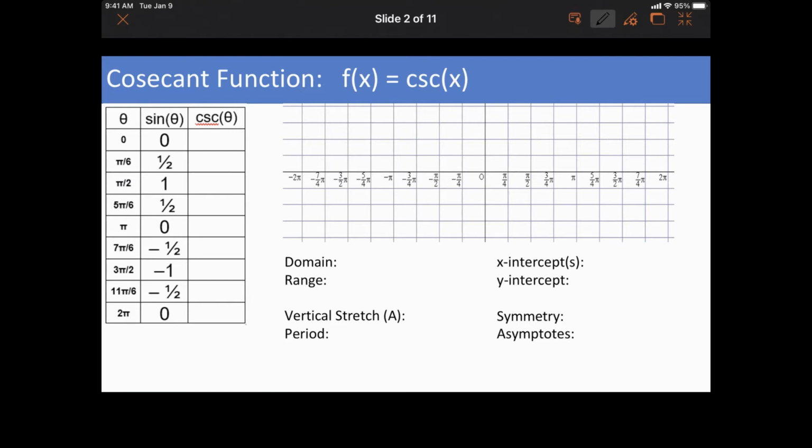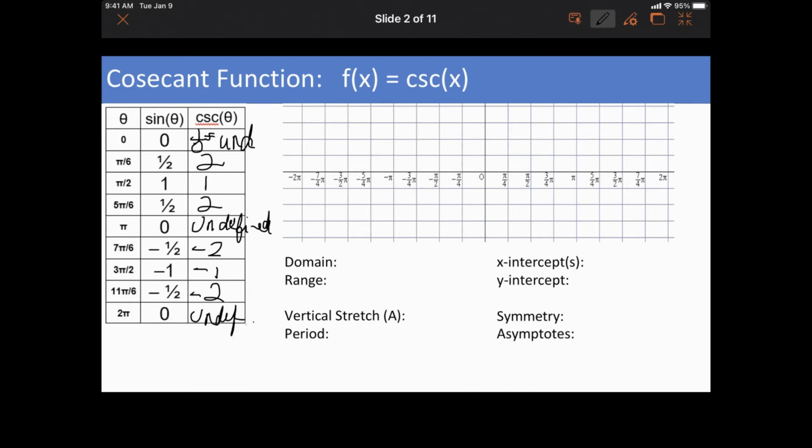do the reciprocal. So the reciprocal of 0 is 1 over 0, which is what? Can you divide by 0? No, so this is going to be undefined. I'm just going to write U and D. This is going to be 2. This is going to be 1, 2. This is 0, so that's also going to be undefined. Okay. And then here's going to be negative half, negative 1, negative 2. The reciprocal of negative half is negative 2. And then here's going to be undefined.